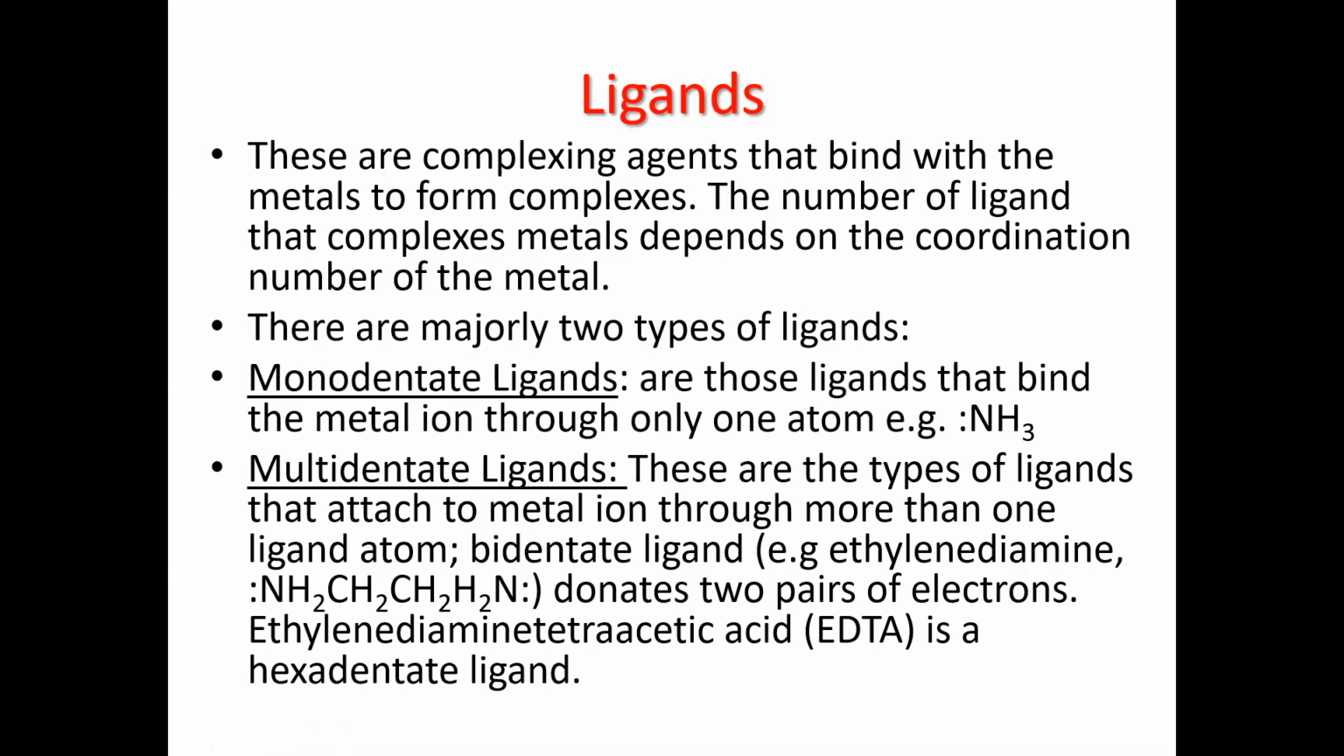So a metal that has a coordination number of 2 will have a different number of ligands from a metal that has a coordination number of 4. And looking at ligands generally, there are 2 major categories of ligands. The first class are the monodentate ligands. When you hear the word mono, it means 1. It means that these are ligands that bind the metal ion through only 1 atom.